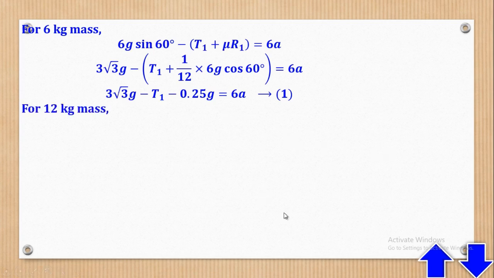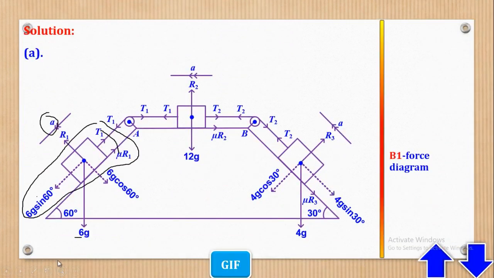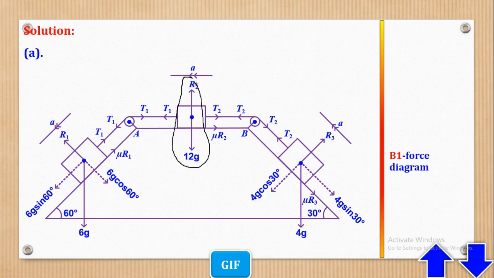So next will be the 12 kilogram mass. When you look at this 12 kilogram mass, vertically upwards, vertically we are interested in these two forces. Therefore, what does that mean? It means that R2 is equal to 12g. What about horizontally? Horizontally, we are interested in these forces, and the acceleration is moving in that direction, meaning that T1 is bigger than these two. Therefore, the resultant force will be T1 minus open brackets T2 plus mu R2 equal to ma.